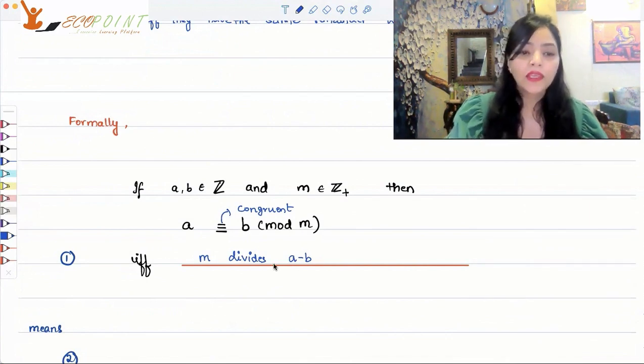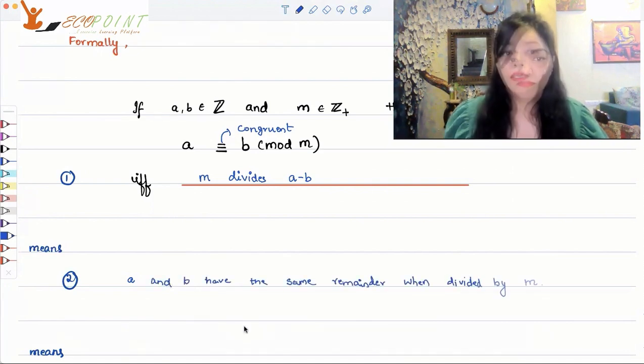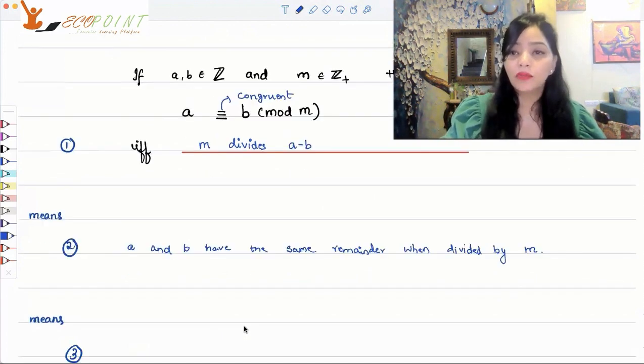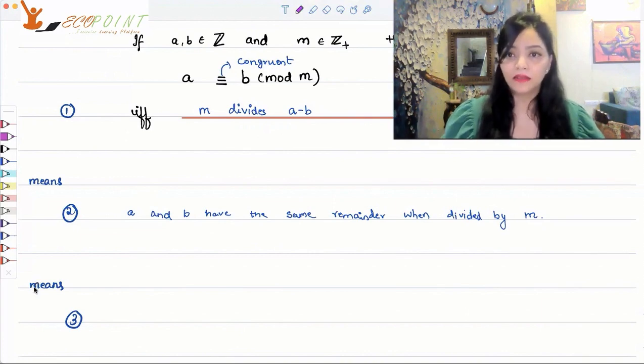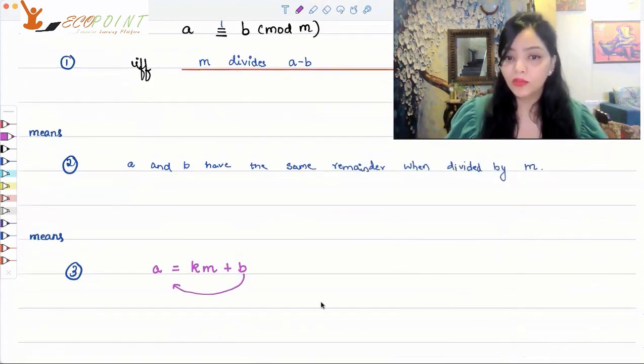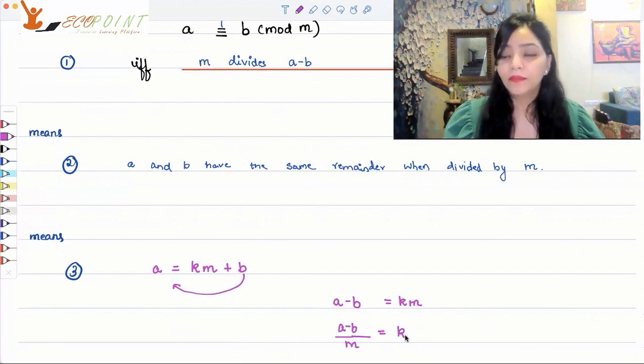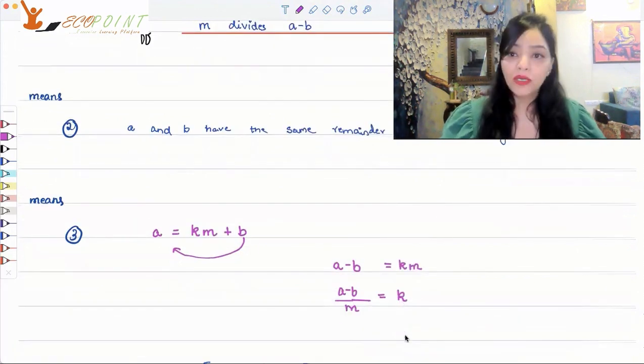Now, what does it actually mean? It means that, as I mentioned, a and b have the same remainder when divided by m. This would mean that a is equal to k times m plus b. If you take b to the other side, mathematically you would understand what we're trying to say: a minus b would be equal to km, which means that when you divide a minus b by m, the quotient you get is some integer k. That means a minus b is divisible by m, or in other words, m divides a minus b.